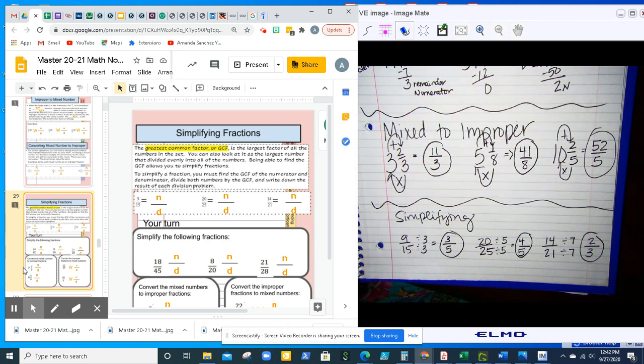Okay, I'm going to have you pause me, and then you're going to take care of those last 3, 4, 5, 6, 7 problems on your own, and then check when you're finished.